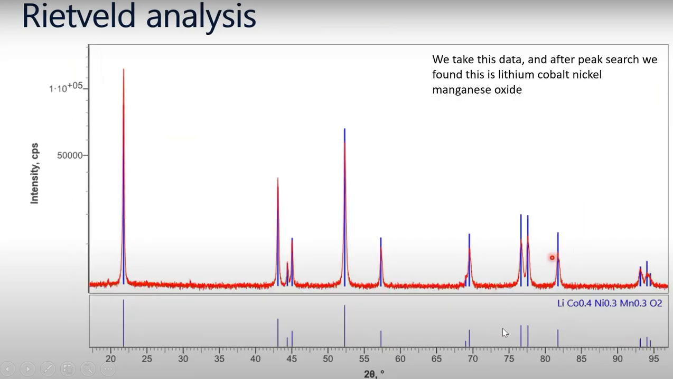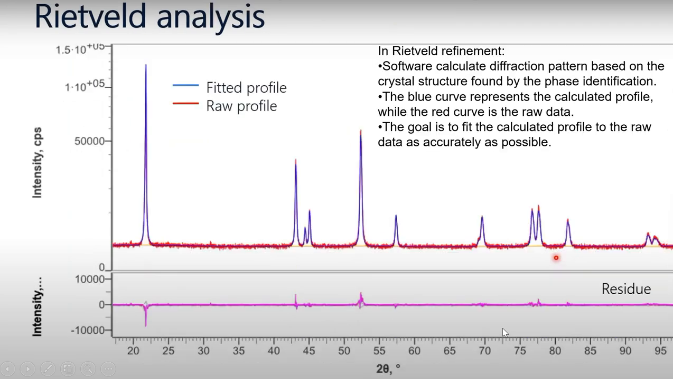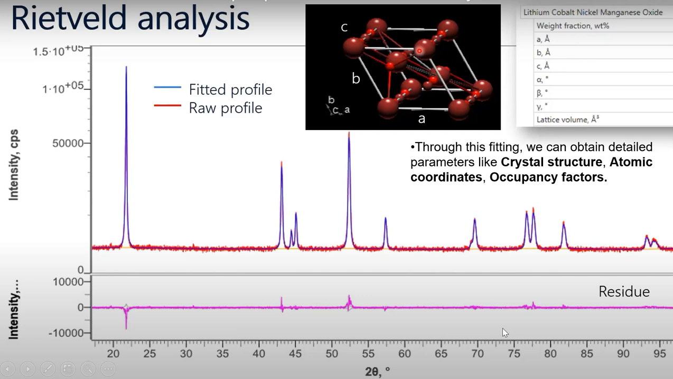We take this data, and after peak search we found this is the lithium cobalt manganese oxide by phase identification. In Rietveld refinement, we use the software which calculates the diffraction pattern based on the crystal structure found by the phase identification. The blue curve represents the calculated profile, while the red curve is the raw data. The goal is to fit the calculated profile to the raw data as accurately as possible. Through this analysis, we can obtain the detailed parameters like crystal structure, atomic coordinates, and the occupancy factors.